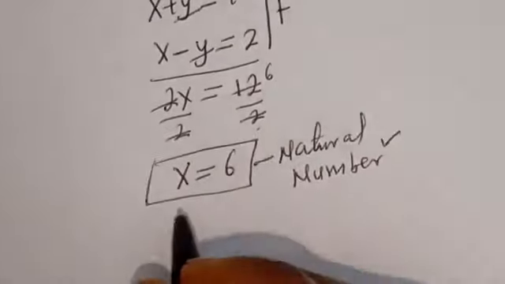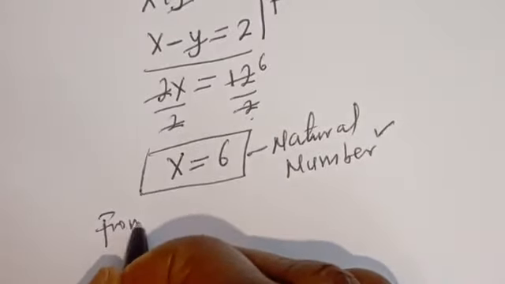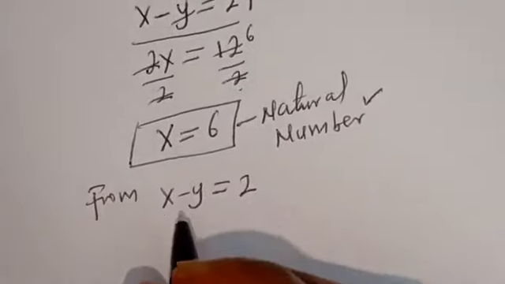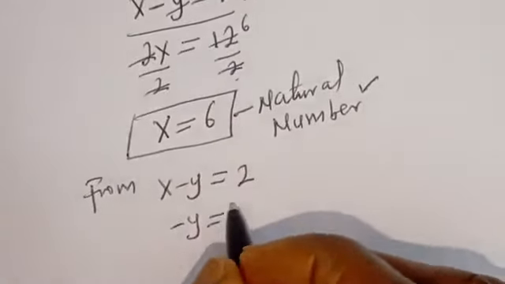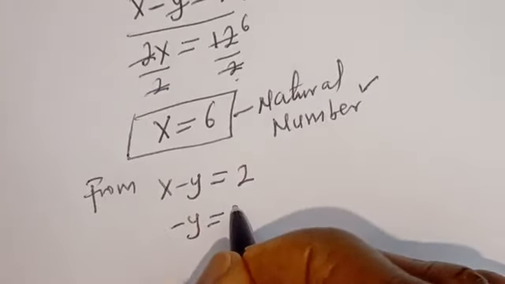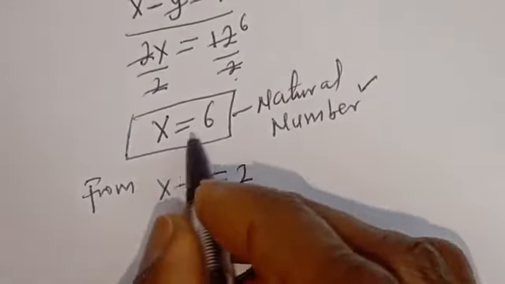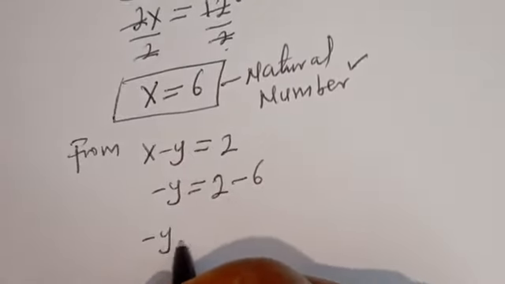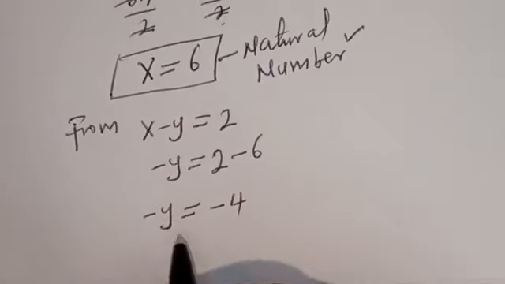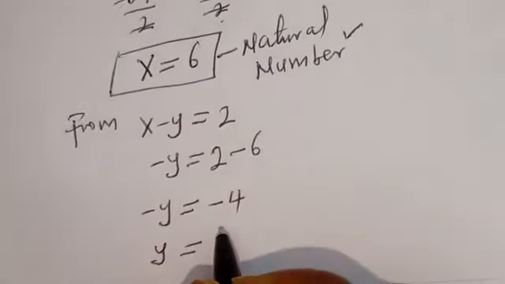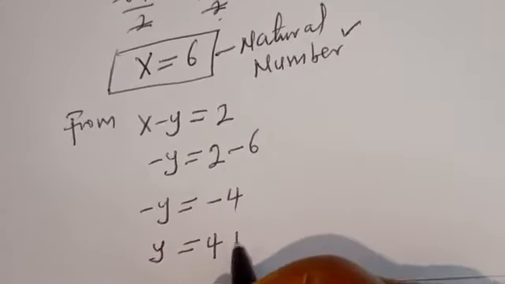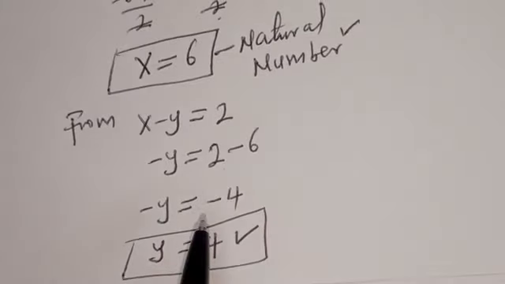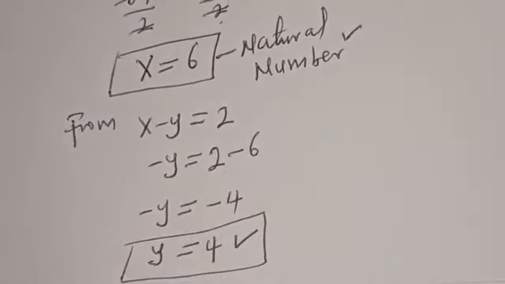So let's solve for y from x minus y equal to 2. Then minus y is equal to 2 minus x. When x is 6, we have 2 minus 6. Minus y is equal to minus 4. Then y is equal to 4, which is also a natural number. Then let's consider the third case and see if it's going to be a natural number or not.